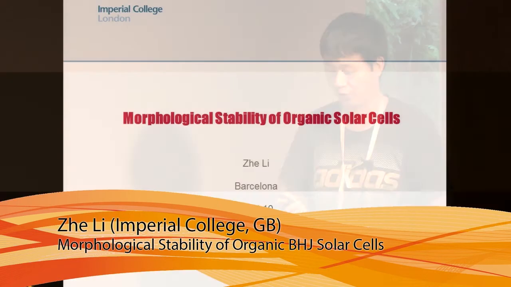Thank you. Good afternoon, everyone. I'm Jay from Professor James Durrant's group at Imperial College London. I'll talk about something related to the morphological stability of organic solar cells.